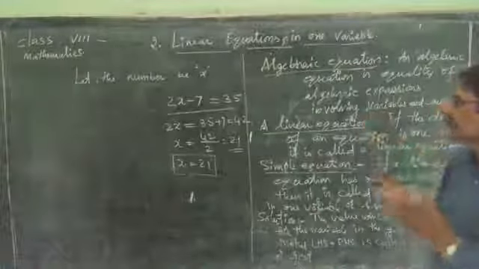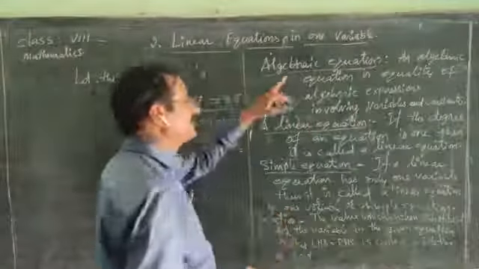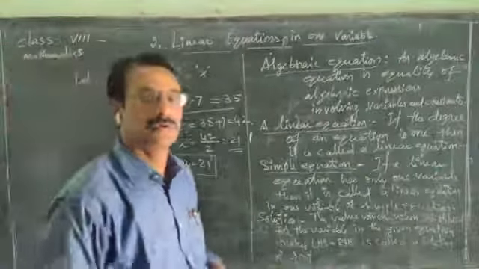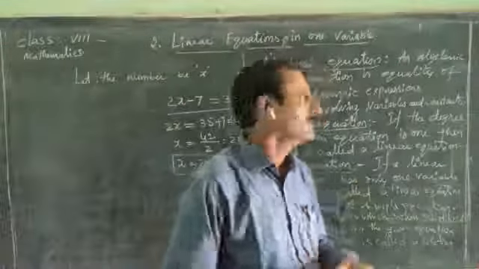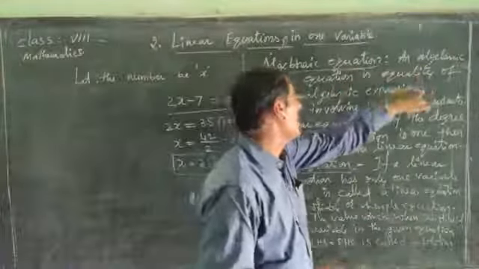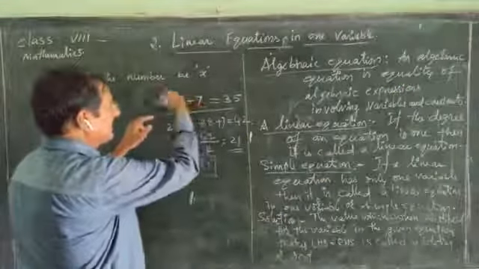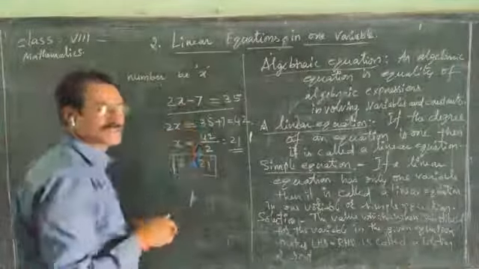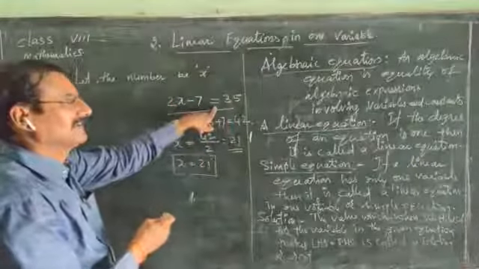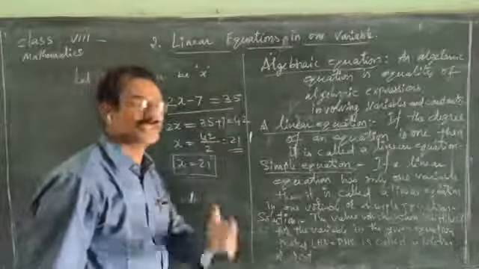Yes, first we are going to observe these definitions. These are very, very important definitions. See the first definition: algebraic equation. What is an algebraic equation? An algebraic equation is equality of algebraic expressions, like this is one algebraic expression, this is another expression. An algebraic equation is equality of algebraic expressions involving variables and constants.